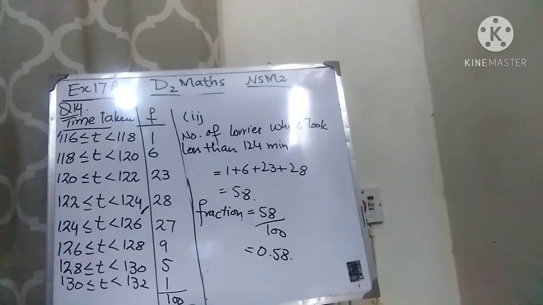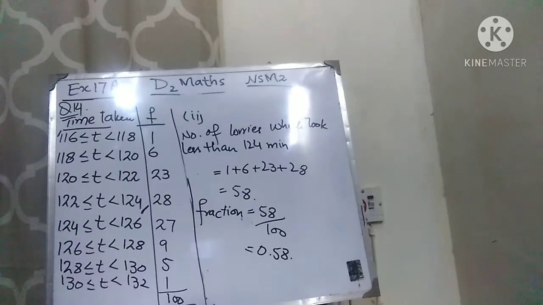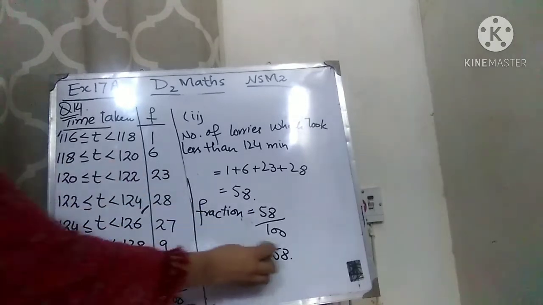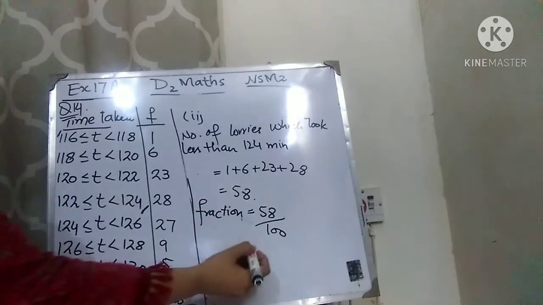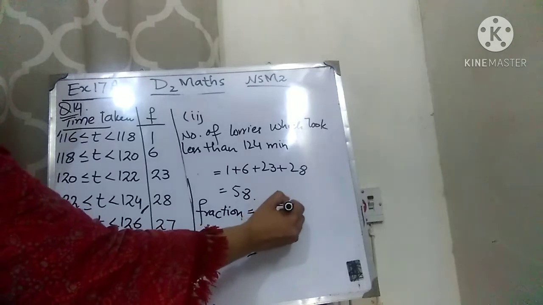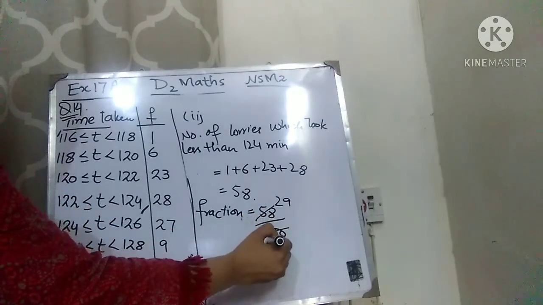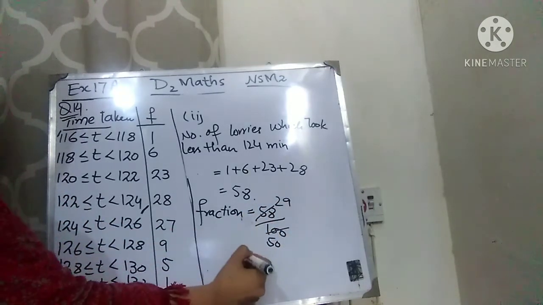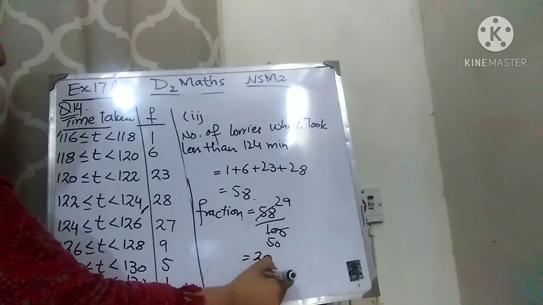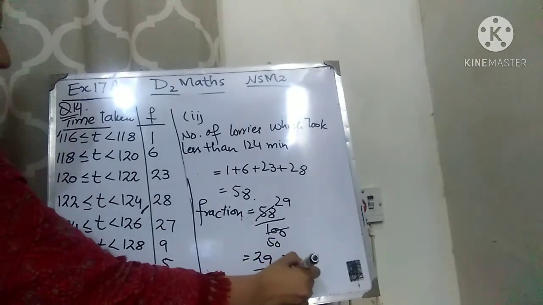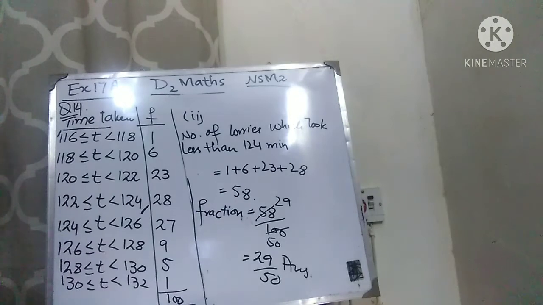This is the fraction of the lorries which took less than 124 minutes to travel from the quarry to the construction site. Students, as they are asking for the answer in the form of a fraction, there is no need to write it as a decimal. In your book, the answer is given as a fraction, so you can simplify by dividing by 2. 58 divided by 2 is 29, and 100 divided by 2 is 50. So the required fraction is 29/50. This is your answer.